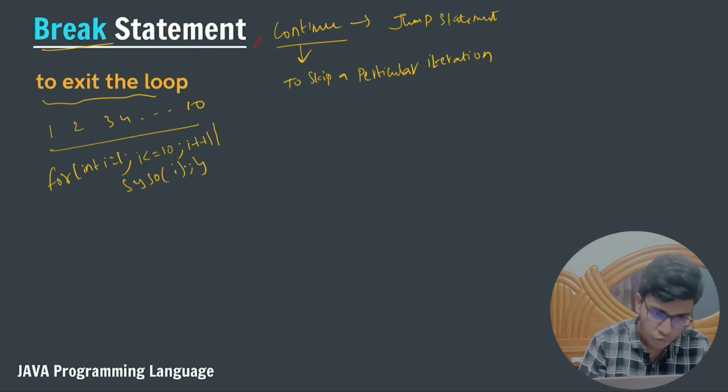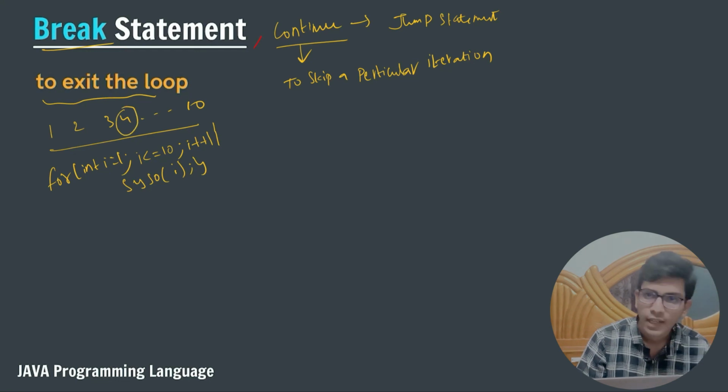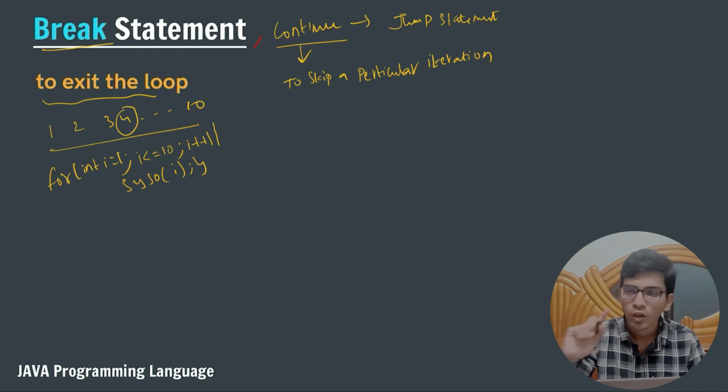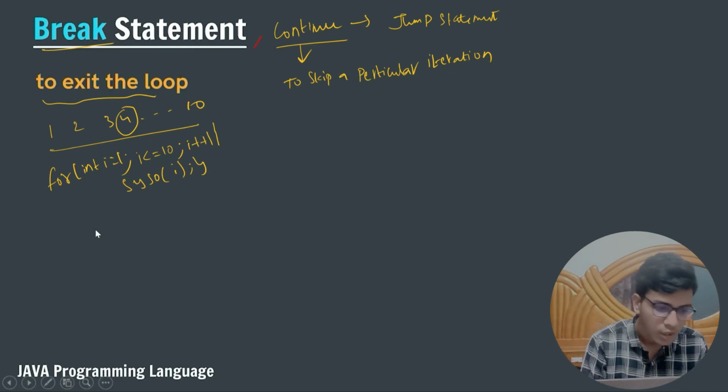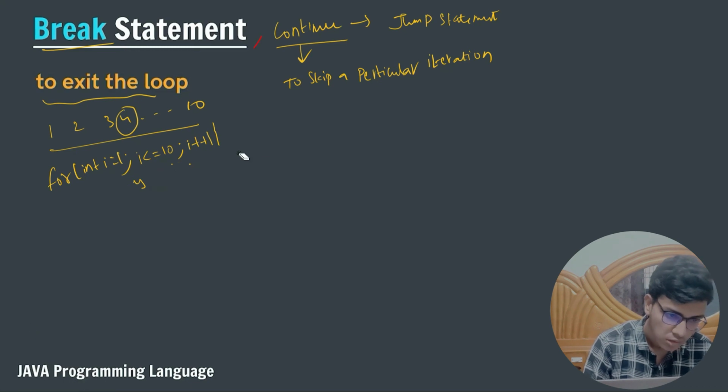Suppose if the I value is 4, then I want to break out of the loop. If I becomes 4, then I want to exit from my loop. To do that, let me erase this thing.